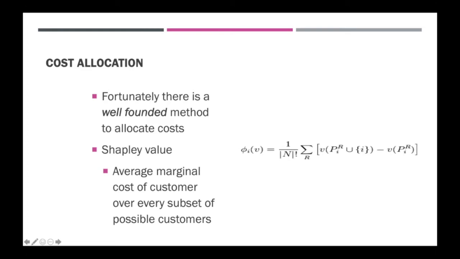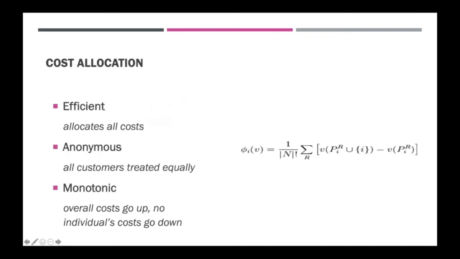I said it's well-founded. It's incredibly principled, because if you ask for three axiomatic properties, and this is why we think it's fair: it's efficient, it takes all the costs, it doesn't leave some of the cost unallocated, it doesn't impose a tax, it doesn't allocate more than the total cost. It's anonymous, that's a pretty basic fairness property, all customers are treated equally, so if we have two customers in the same place, with the same demands, then they'll end up with the same costs. And it's monotonic.